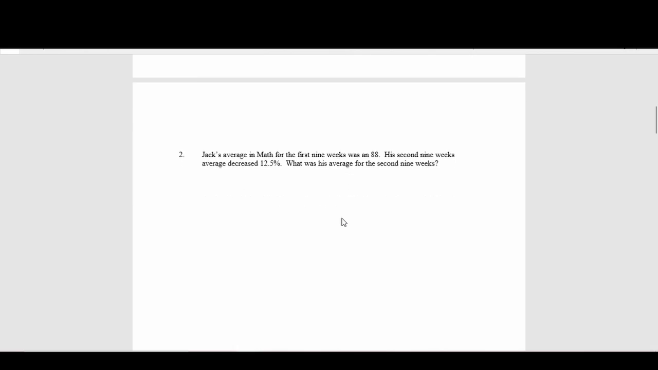Let's take a look at the next problem because it has a slight variation on the formula. So number 2 says Jack's average in math for the first 9 weeks was an 88. His second 9 weeks average decreased 12.5%. What was his average for the second 9 weeks? So again, instead of asking us for the percent change, it's asking us for the average. That said, we should recognize that we're going to need to use the percent change formula to solve this one.